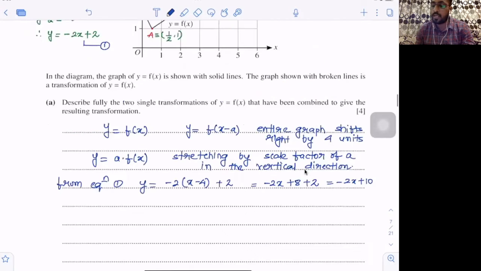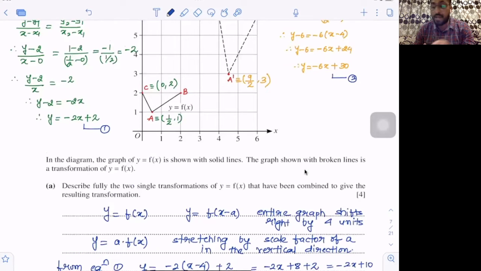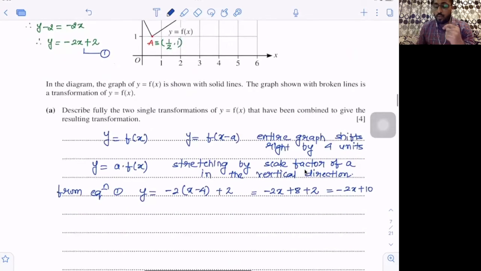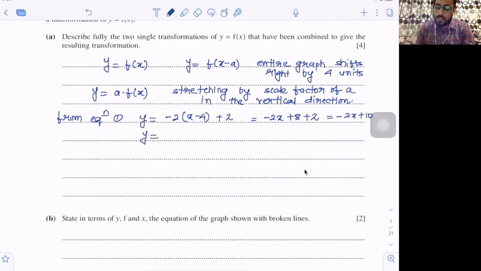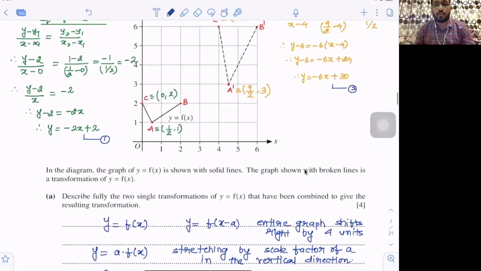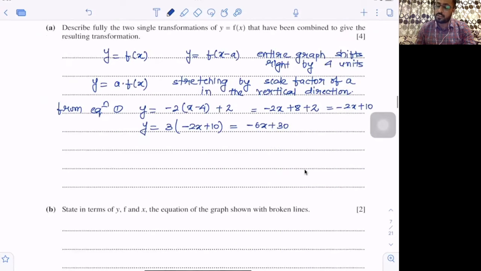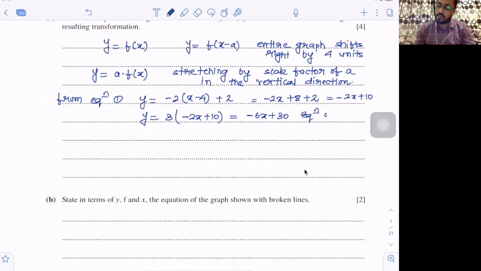Minus 2x plus 10. Now look at equation 3. It is y equal to minus 6x plus 30. Look at equation 1 after transformation in the horizontal direction by 4 units right, it is minus 2x plus 10. Now can you not think that if you multiply minus 2x plus 10 by 3, so y is equal to 3 times of minus 2x plus 10, won't you be getting minus 6x plus 30, right? Which is the equation of line A prime C prime, y equal to minus 6x plus 30. So this is the equation of A prime C prime, right, students?